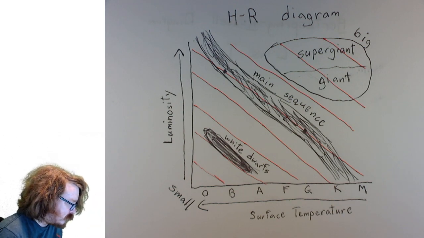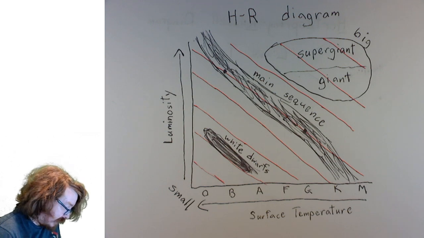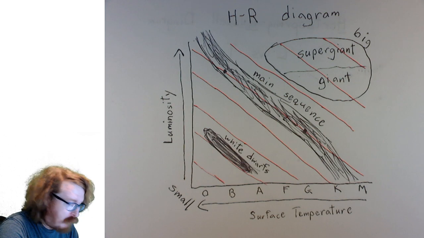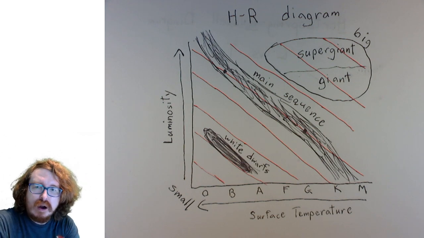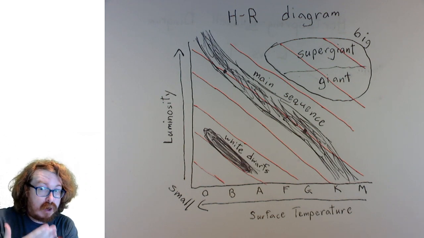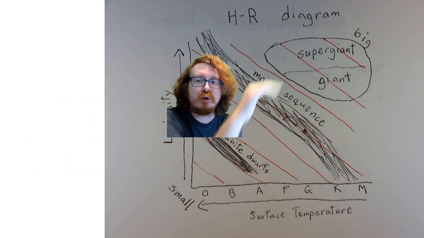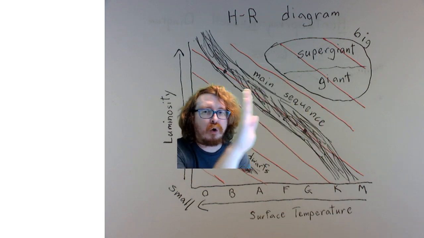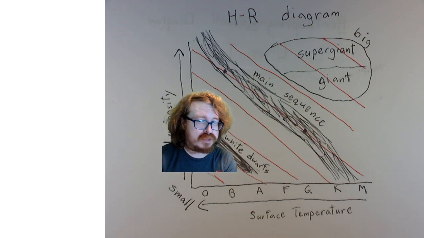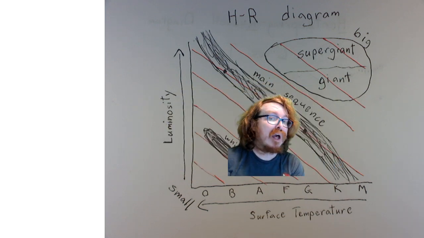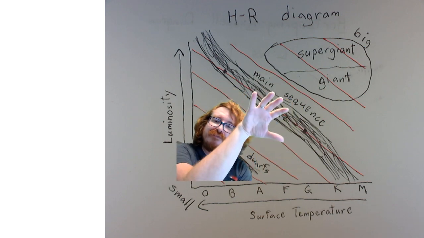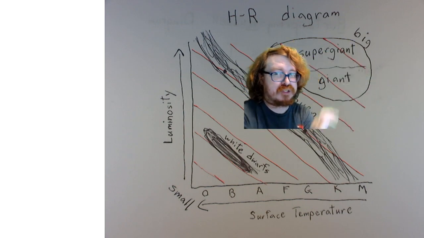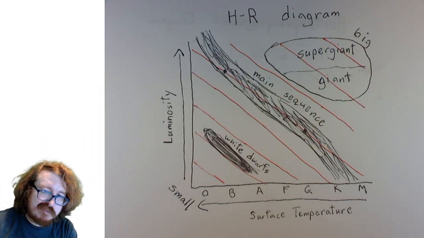Now, that's basically the HR diagram. Okay? Important things to remember, again, are where are the bright stars? At the top. Where are the dim stars? At the bottom. Where are the hot stars? On the left. Where are the cold stars? On the right. Where are the small stars? Towards this corner. Where are the big stars? Towards this corner. Now, I'm not quite done, but I'm almost done.